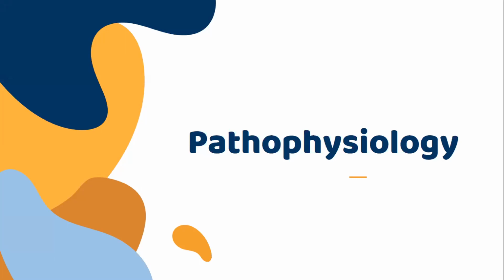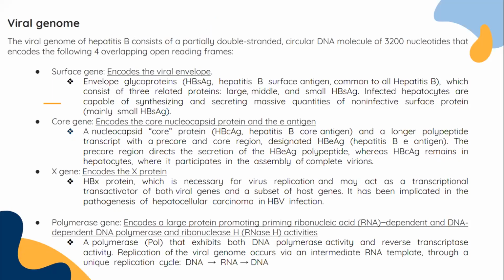For the pathophysiology, next slide, please. Before we discuss the pathogenesis of the disease, let's first identify the viral genome of the hepatitis B virus. The viral genome of the hepatitis B virus consists of a partially double-stranded circular DNA molecule of 3,200 nucleotides that encodes the following 4 overlapping frames. These are your surface gene, core gene, X gene, and your polymerase gene.